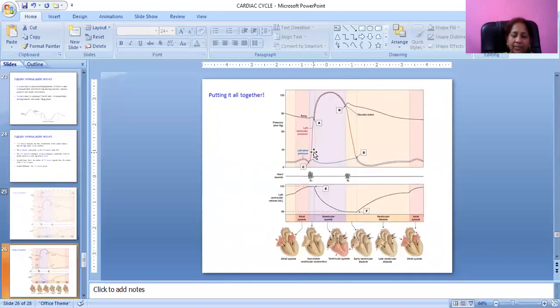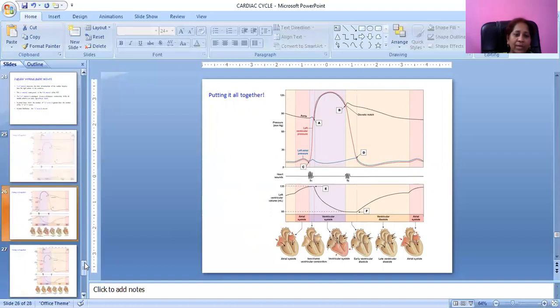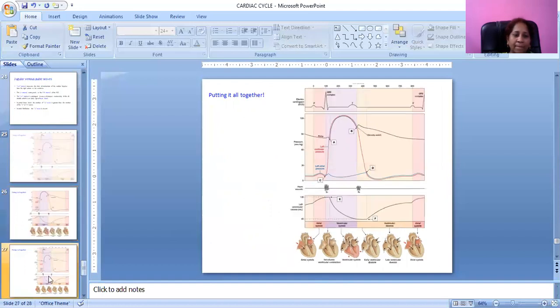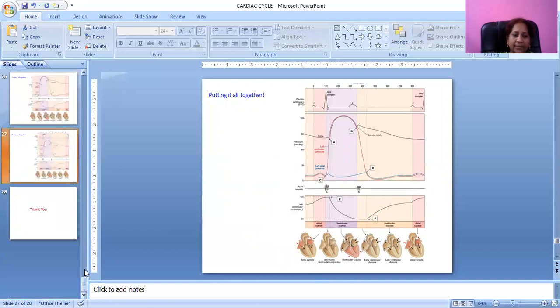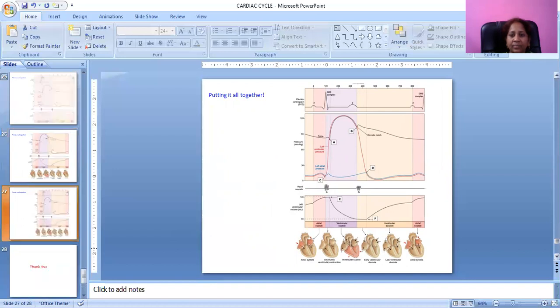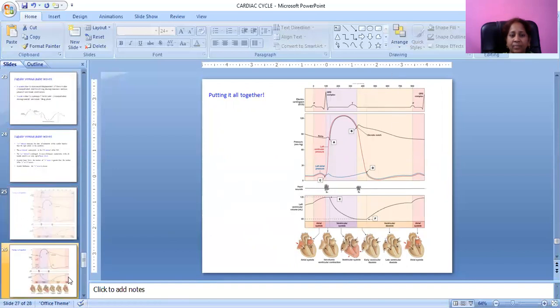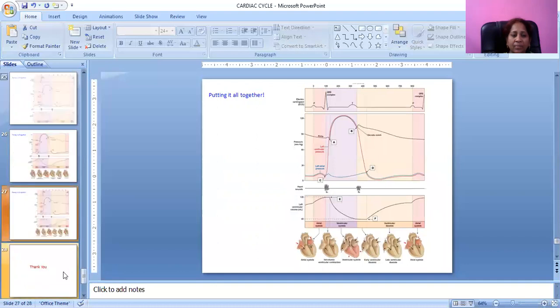This is the diagrammatic representation of what happens in heart attacks. This is all about cardiac cycle. Thank you.